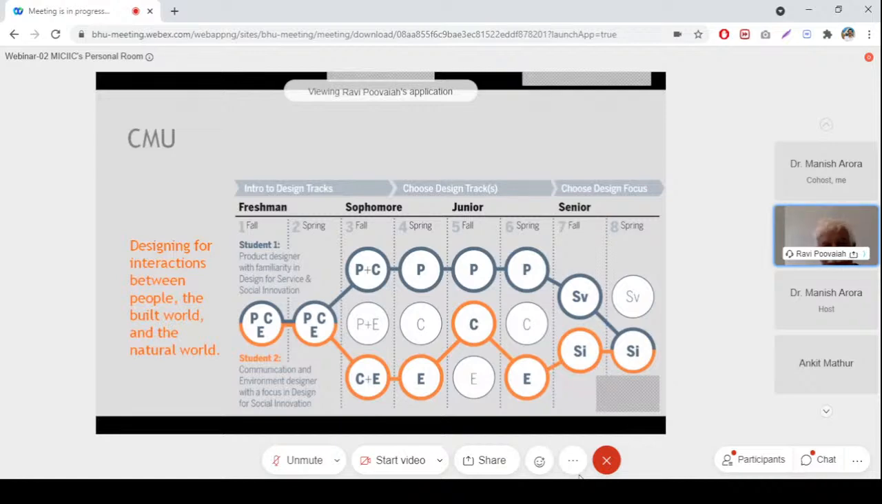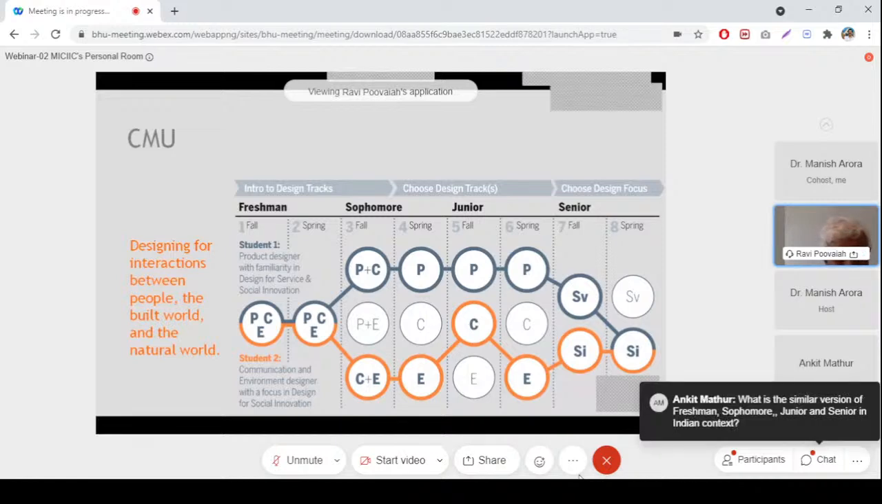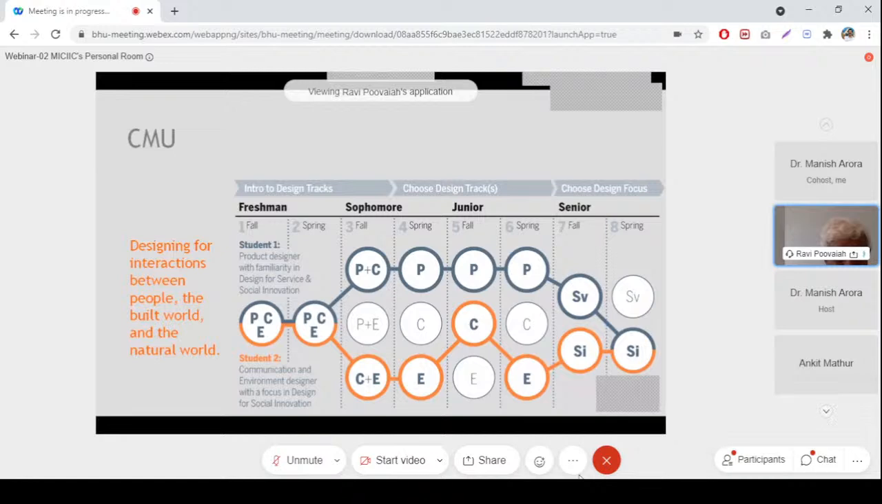So again, quite an interesting one. You choose your design track and you choose your design focus. If you look at it, student two has taken communication and environmental design with a focus in design for social innovation. Interestingly, they also introduced this term called social innovation very long time back. This is almost close to 20 years back. Early 2000s was when this program started.